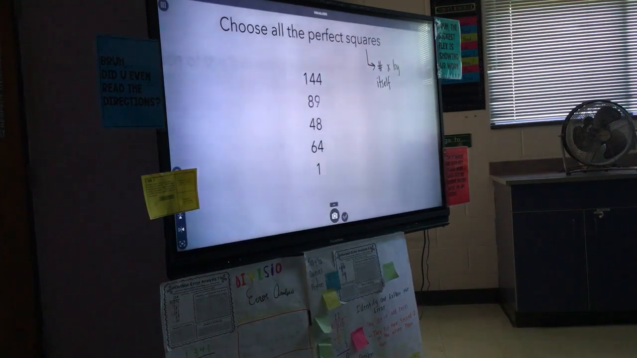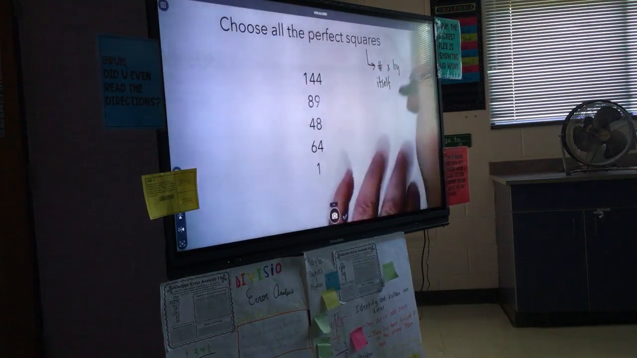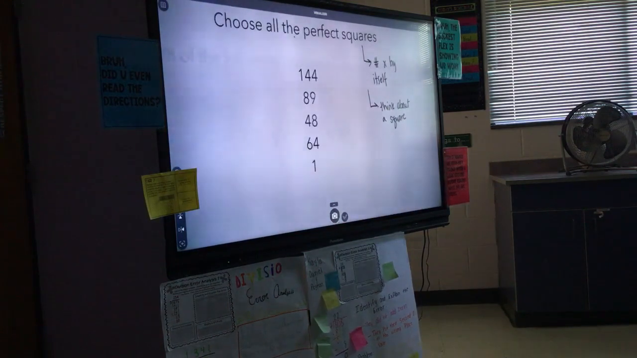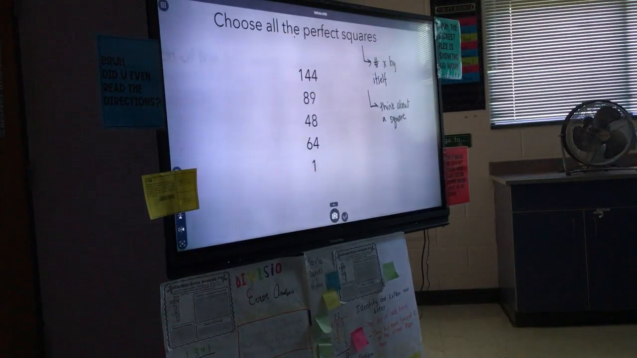Stop writing for 1 second. What do we know about a square? The sides are all the same. So think about a square. 3 times 3, we know both sides have to be 3. We can't do 3 times 4 because that's not a square anymore. So a perfect square is when you multiply the number by itself. I'm just going to write: think about a square. All right, go ahead and show your work and circle the ones that are a perfect square. Make sure you have work on that paper.